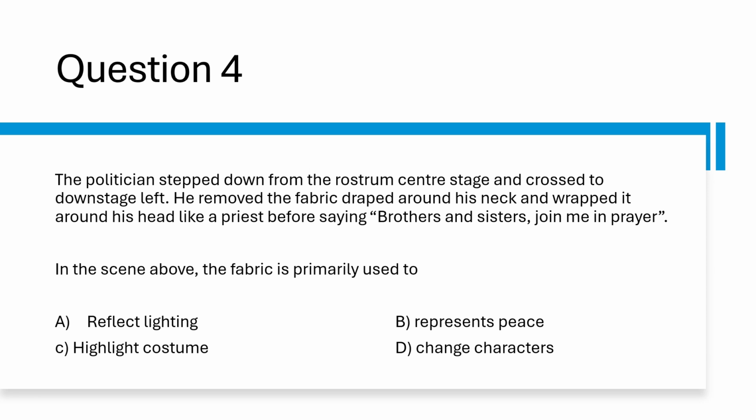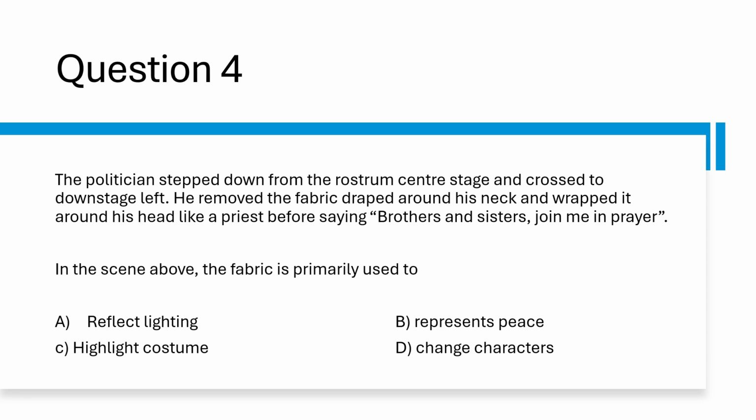Now, let us analyze this, because this is one of those questions that requires you to analyze whatever it is that is happening here in order to give a response. So the question or the task is asking you, in the scene above, the fabric is primarily used to, and it says option A, reflect lighting, option B, represents peace, option C, highlight costume, and option D, change character. So let us look at it.